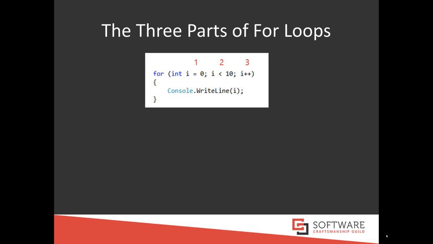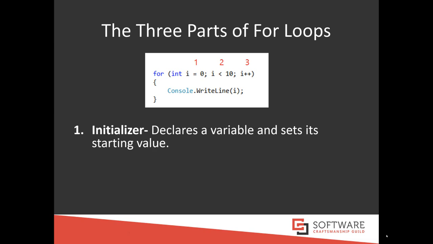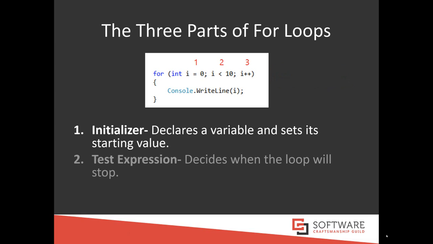So there are 3 parts of a for loop we have to be concerned with. The first part is the initializer. This declares an integer variable and sets the starting value. In that case, we wanted i to start at 0.